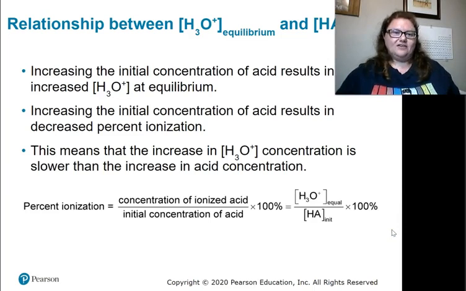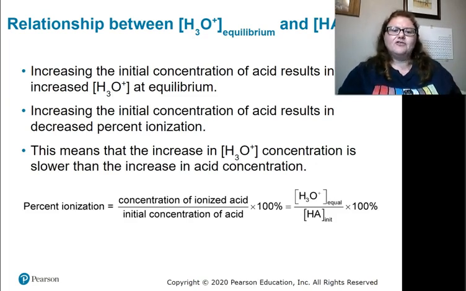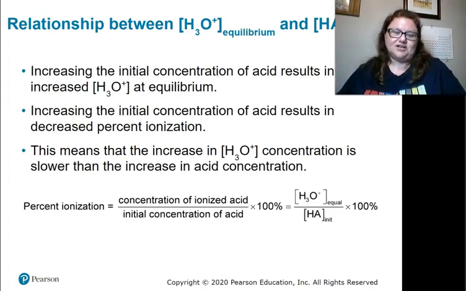Okay, when I increase the starting concentration of an acid, you're going to get more hydronium at equilibrium. You just gave it more hydrogen ions to give up. Increasing the initial concentration of an acid will result in a decreased percent ionization. This means that the increase in hydronium is slower than the increase in the acid concentration. It's kind of wacky. But let's look at the equation down here.